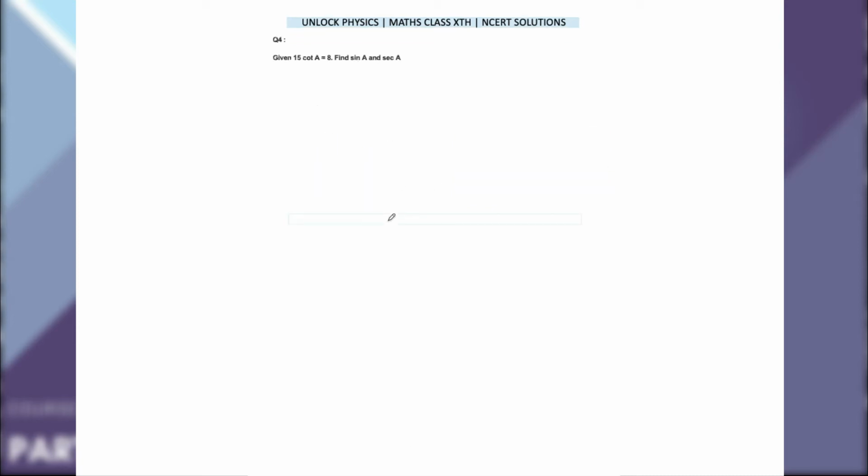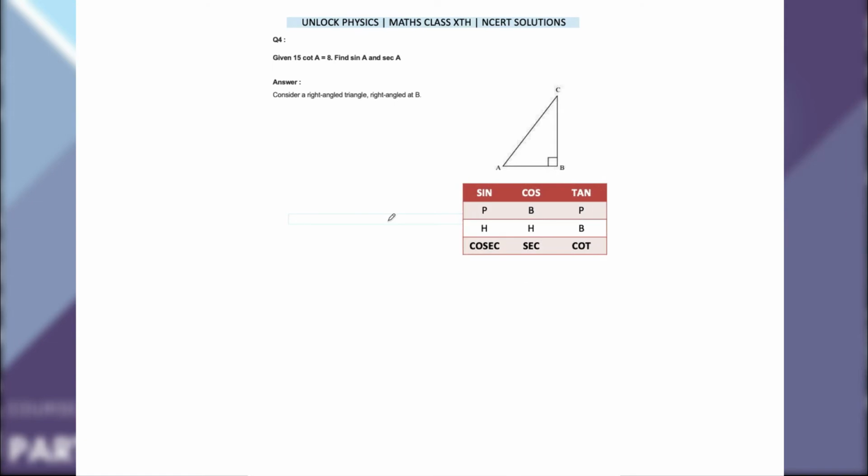Moving on to the next question, we are given that 15 cot A is equal to 8. Find sin A and sec A. Now consider a right angle triangle, right angled at B. Remembering our trigonometric ratio table, we consider cot A. So this is angle A. This will be our perpendicular, this will be our base, and this will be our hypotenuse.